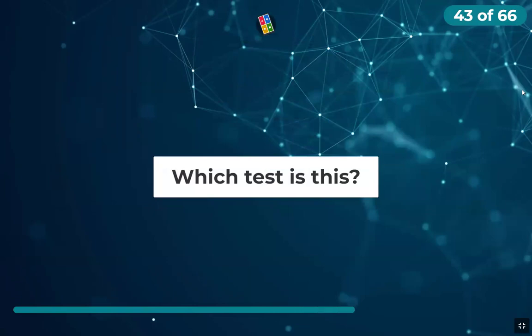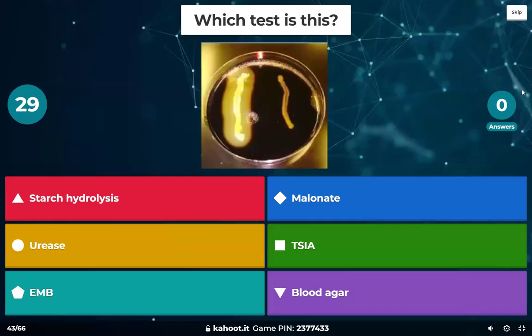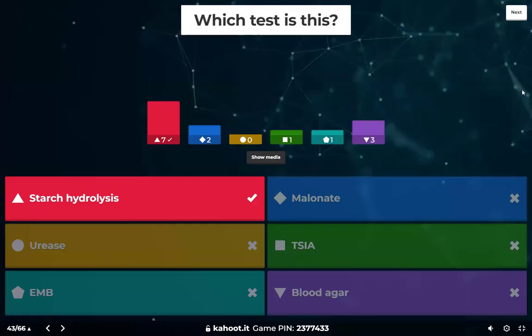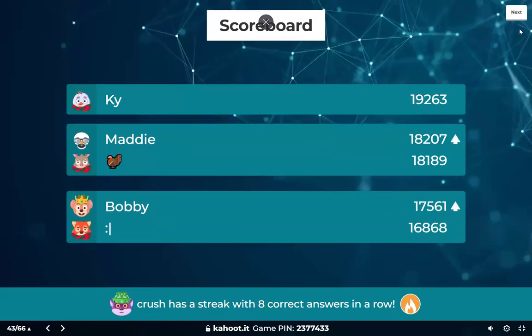Which test is this one that is pictured? So this is not the media color itself. We've added something and it's made it change to this dark color. All right, so this is the starch hydrolysis test. We're going to go over it.